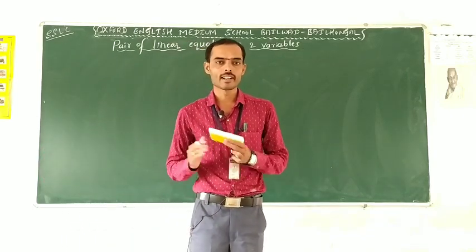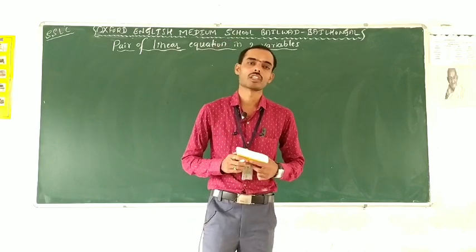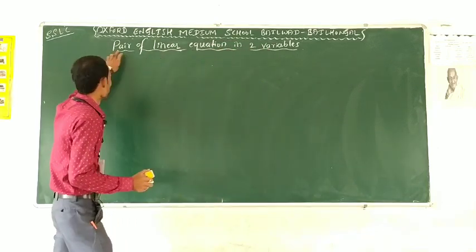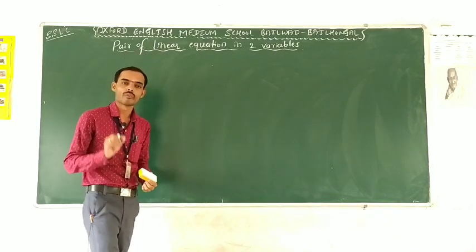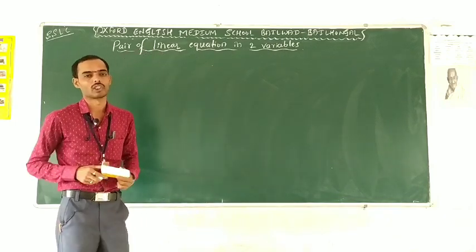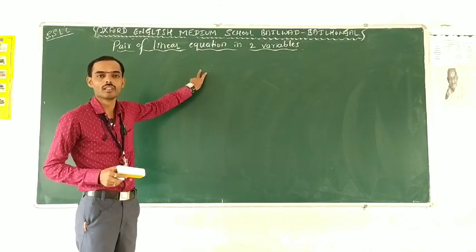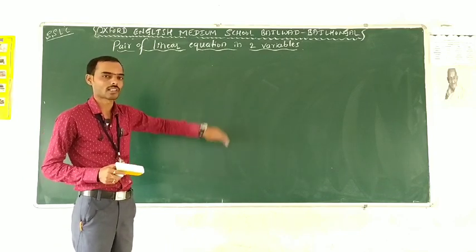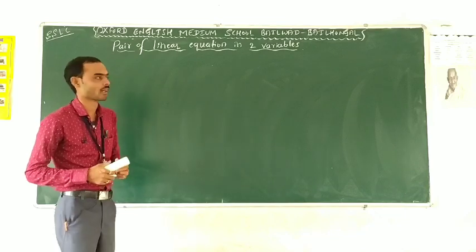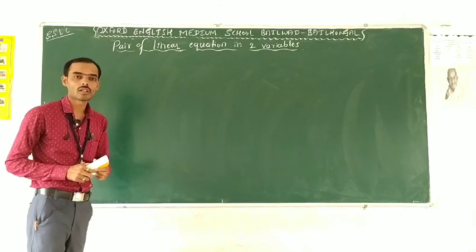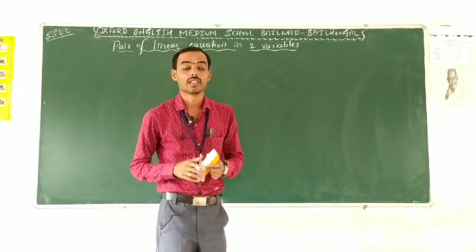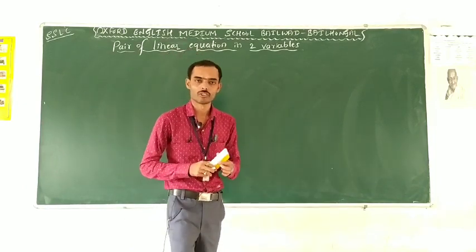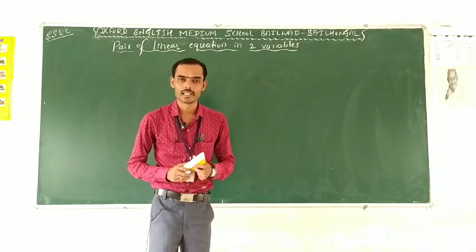So today, on this fine day, we start the new chapter, that is, pair of linear equations in two variables. This is the algebraic part and very important for examinations. It carries 6 to 7 marks in this chapter. Before that, first of all, we already studied about degree in the polynomial chapter. So what is the meaning of degree?